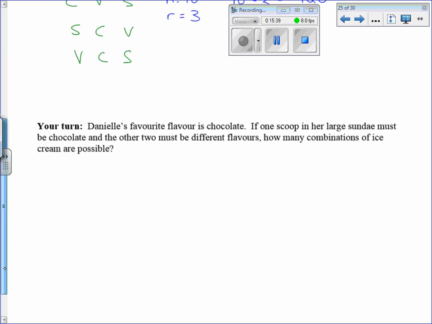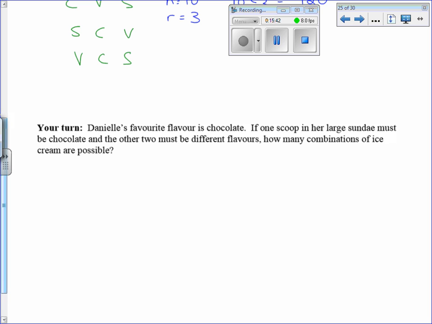So the your turn question for you to try here is the same situation, however we have a restriction. If one scoop in our large sundae must be chocolate and the other two must be different flavors, how many combinations of ice cream are possible?